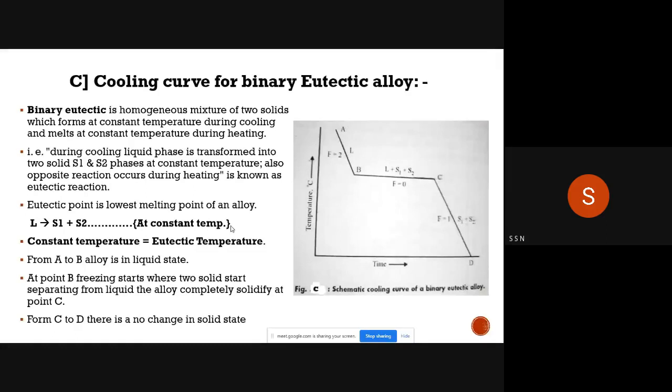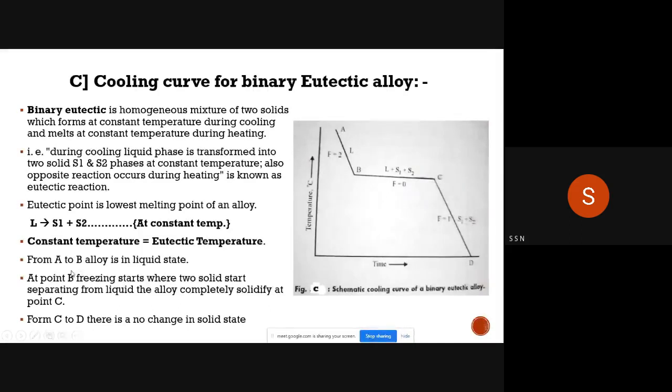So during the cooling, the liquid phase is transformed into two solids, S1 and S2 phase, at constant temperature. Also, the opposite reaction occurs during the heating. These are also known as eutectic reactions. Now here the constant temperature is equal to the eutectic temperature. So whatever this constant temperature for the B to C curve is, that is also called the eutectic temperature.